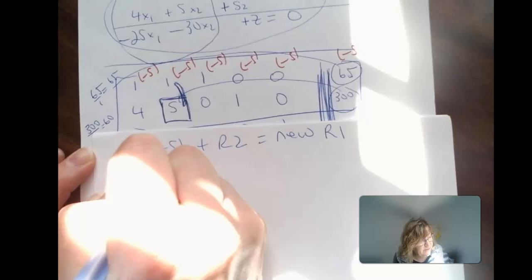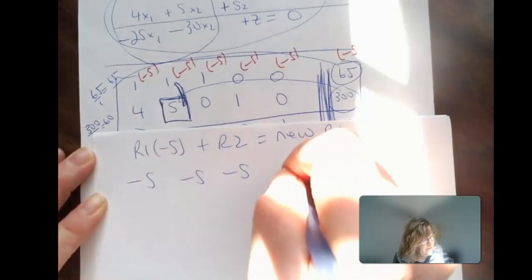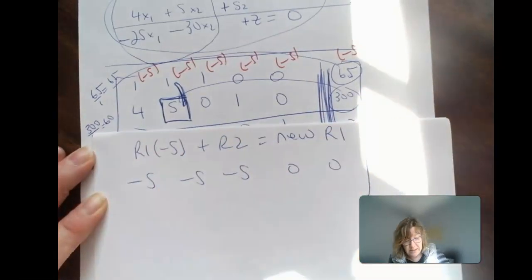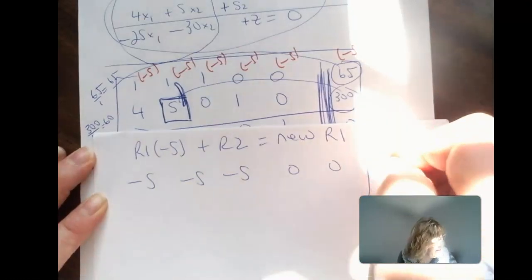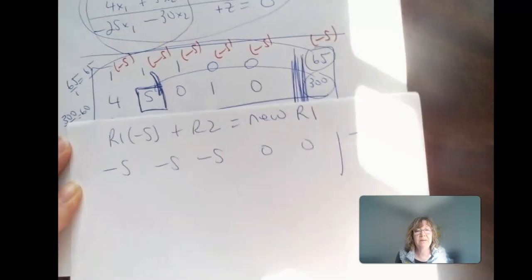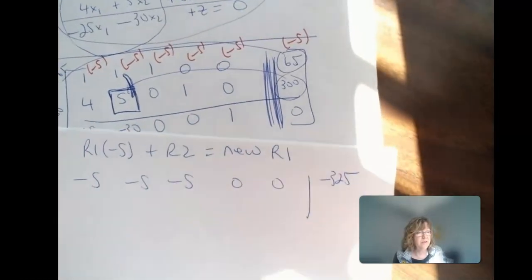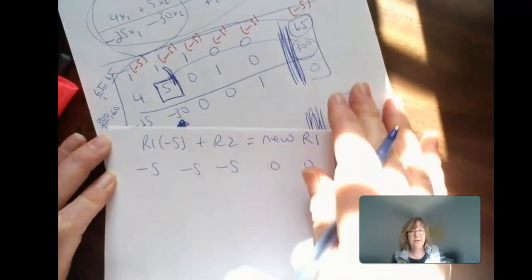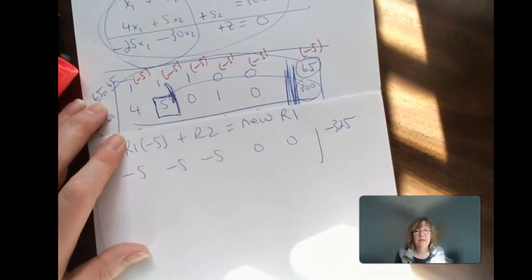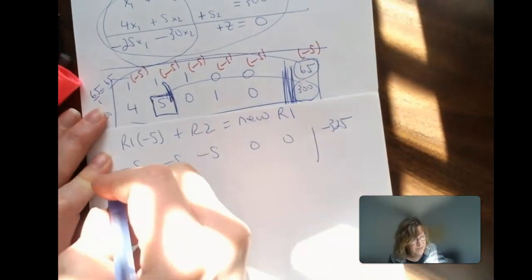So what do I get? -5, -5, -5, 0, 0. Okay, 65 times 5, and that would be what? -325. Okay, sorry about the sun there. Let me kind of zoom out a little bit. All right. Okay, and then the second row is what I want.